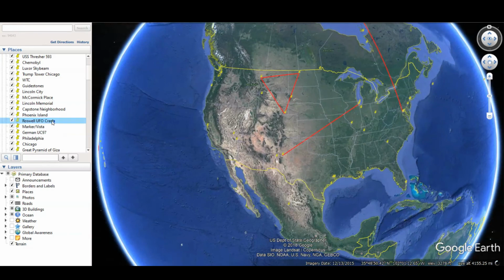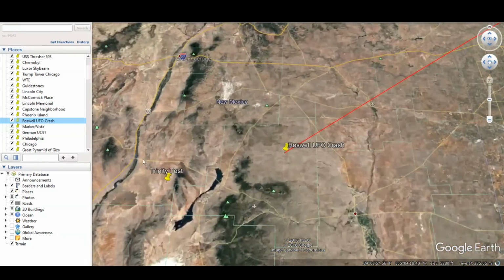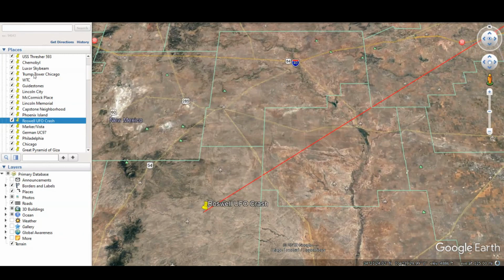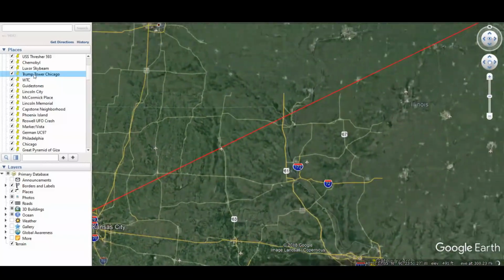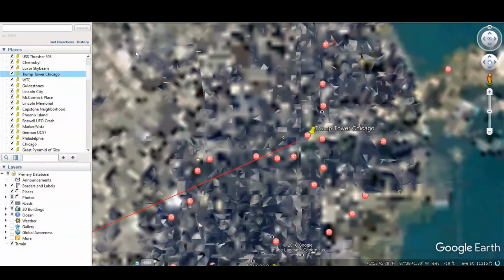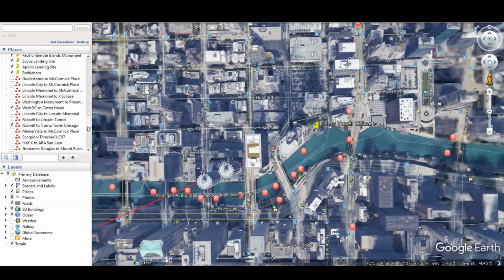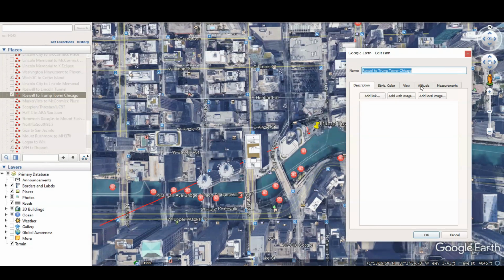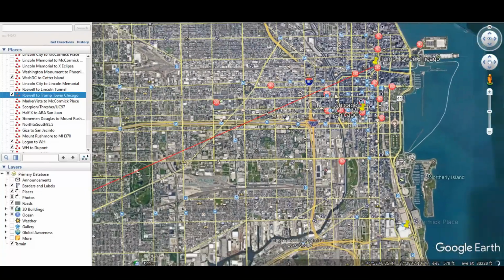I showed you guys this before also, but if we look at the Roswell UFO crash, and then we look at the Trump Tower in Chicago, we draw a line from the crash to Trump Tower. That's 1,776 kilometers from Trump Tower to the UFO crash in Roswell.